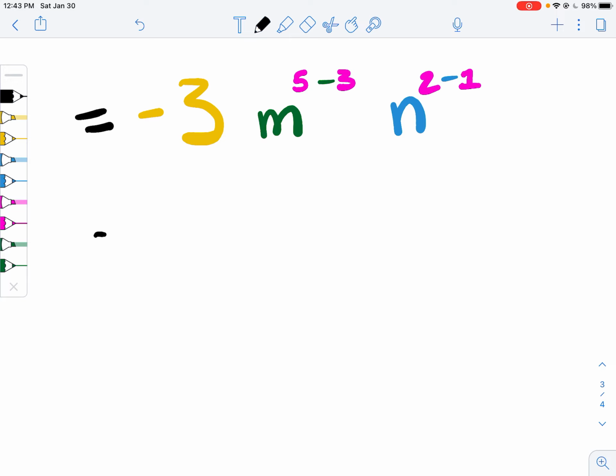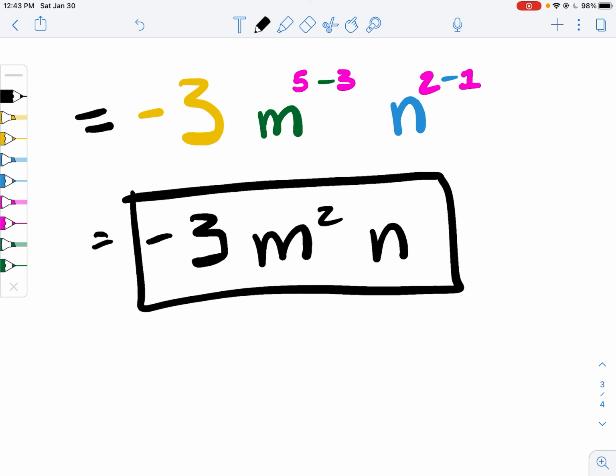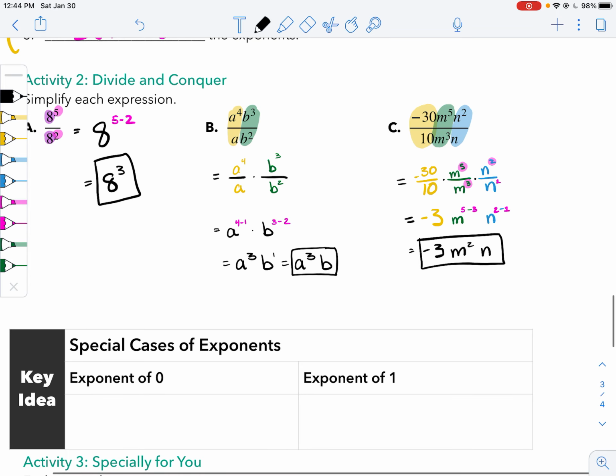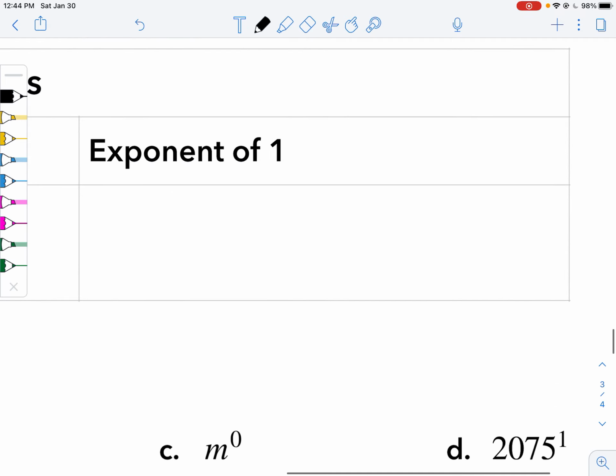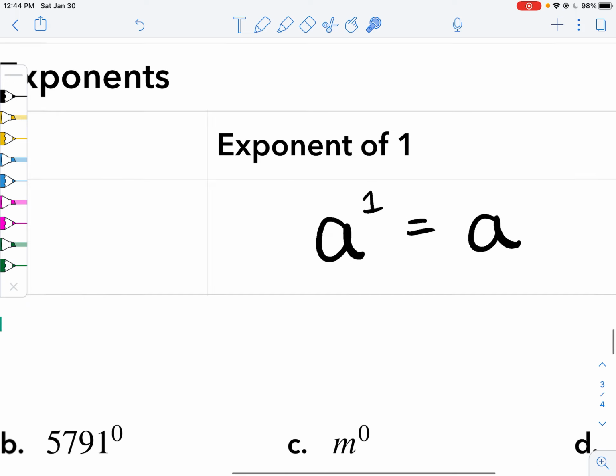Hey, we're almost there. Negative 3 is negative 3. M to the 5 minus 3 is M squared. And N to the 2 minus 1 is N to the 1. But you don't need an exponent of 1. You can just leave it all alone. That's right. For any number, A to the first power is just A. That's just that number. So like 2 to the first power is 2.